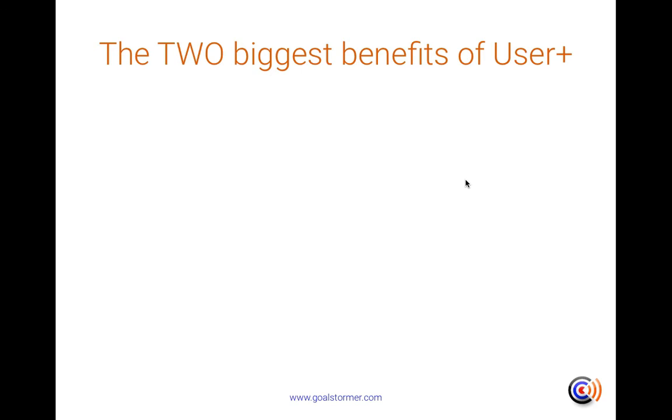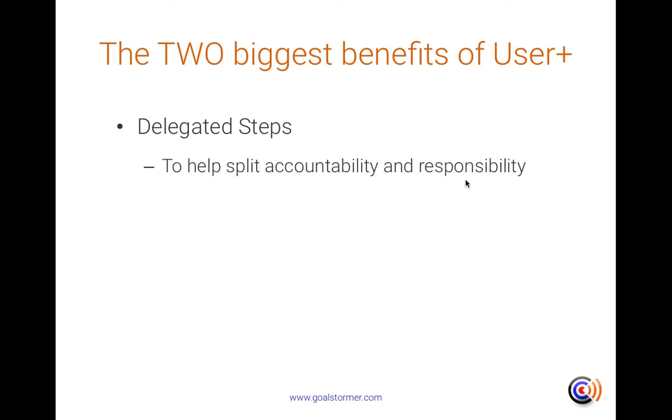We've talked a lot about the benefits of Pro subscriptions, but there's also a User Plus subscription in GoalStormer, which I think has got 2 big benefits when you're working with groups of people to educate and train and bring them on. So the first big benefit of User Plus is delegated steps. Now this is where you take an individual step within a goal and you assign that one step to a different user. Now, why that can help is it illustrates the difference between accountability, which is ownership of the goal, and responsibility, so getting all the steps done.